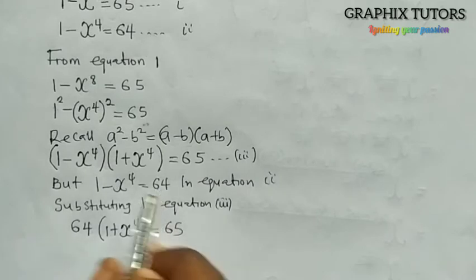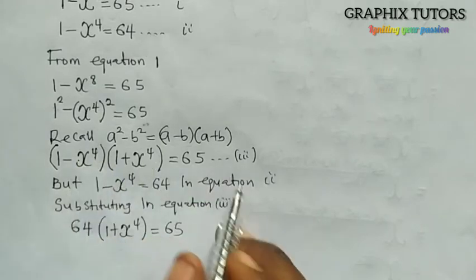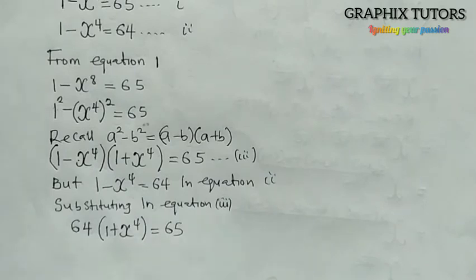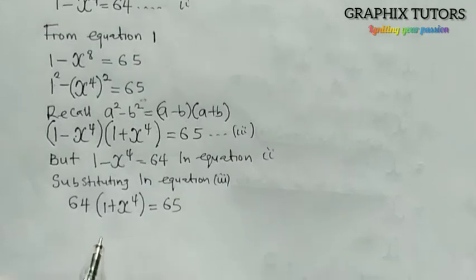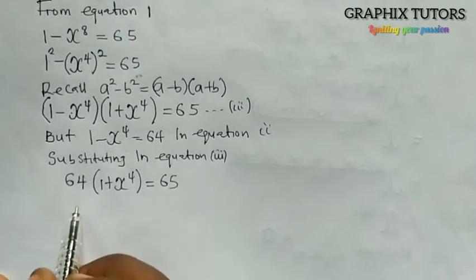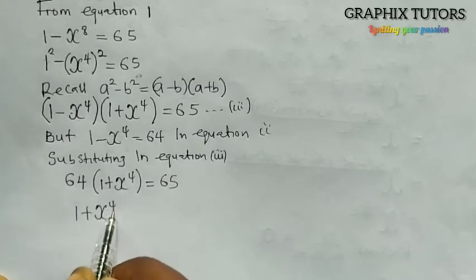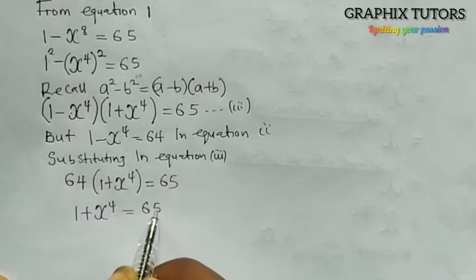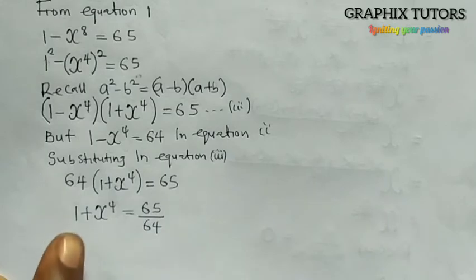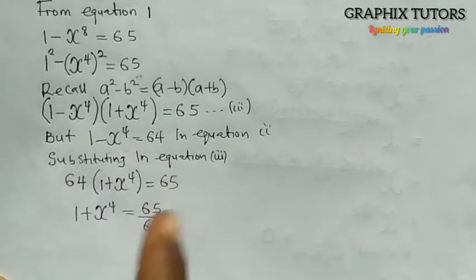So I'm putting 64 in this. So I'll now write it out. Now from here, what will I do? I am going to divide both sides by 64. So dividing both sides by 64, I'm going to be having 1 plus x to the power of 4 is equals to 65 over 64. I divided both sides by that. So from here, I'll take my 1 to this side here.